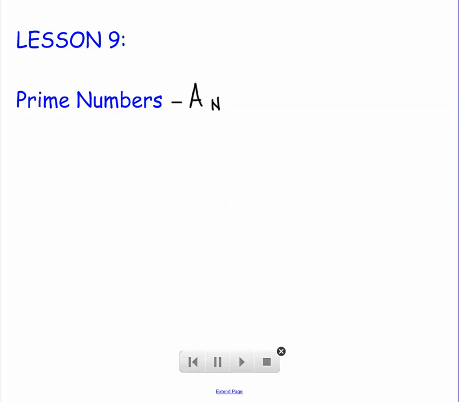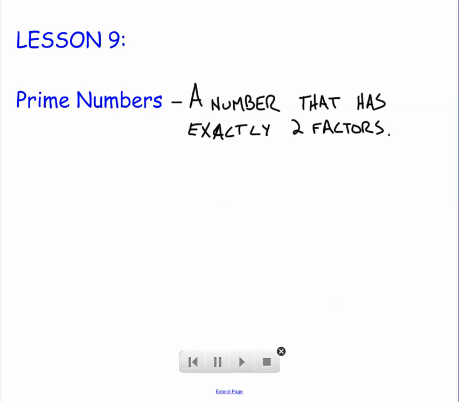A prime number is a number with exactly two factors. Now, determining whether something has exactly two factors, and by the way, one of those factors is always going to be 1, and the other is always going to be the number itself. One thing we need to be able to determine is: is the number divisible by anything other than 1 and itself? Knowing some basic divisibility rules is really going to help here.